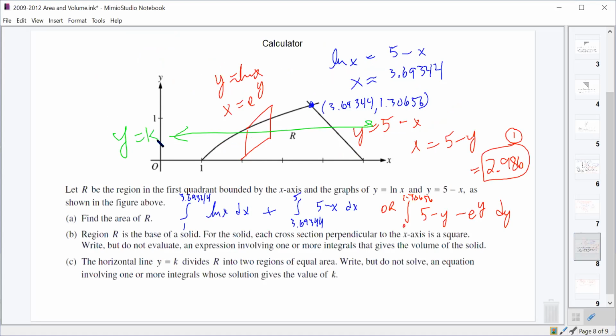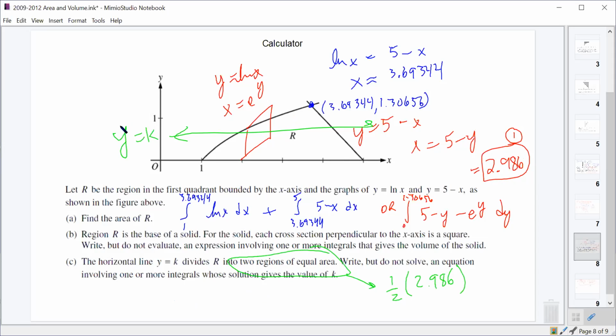We want to write, we don't have to solve it, but write an equation involving one or more integrals that gives us the value of k if we were to solve it. So first thing we might want to do is say we know that the full area is 2.986, right? So half of the area, two regions of equal area, means that each of those regions will have an area of half of 2.986.